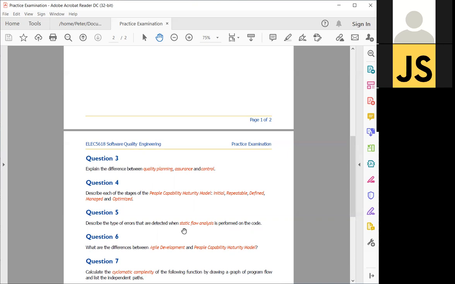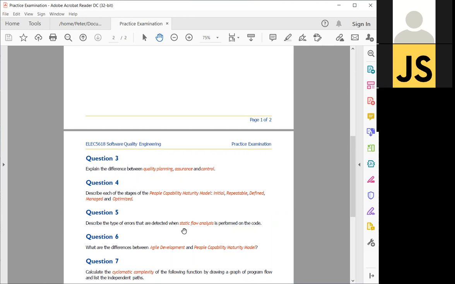We also have another question regarding describing each of the stages of the PCMM, which represents the people capability maturity model. You have the initial, repeatable, defined, managed, and optimized. It's very possible that you may not be given these 5 stages in the exam, but you're being asked to describe them. Describe the stages of the PCMM. So you have to be able to talk about the initial, repeatable, defined, managed, and optimized. You have stage 1, stage 2, 3, 4, and 5. So it's very important. Take note of that very carefully. Just in case you're not given what the stages are all about, you can easily also provide answers to such questions.